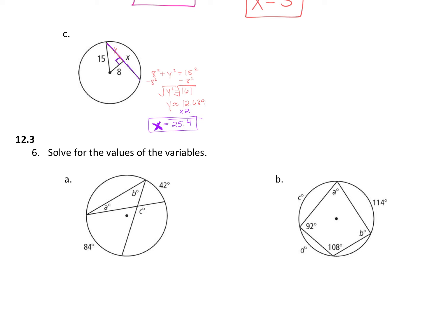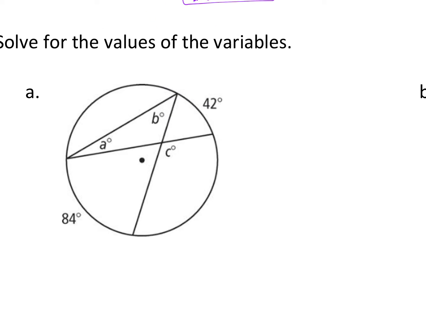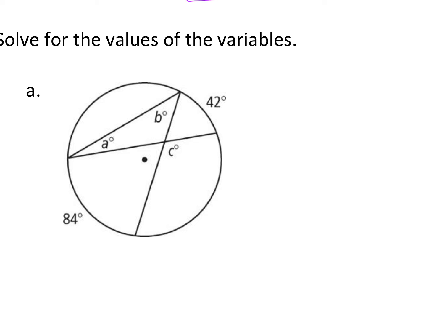Then 12.3. So this is what we did yesterday and today. How do you solve? Oh, this is so very much like one you just did on your homework, or you're going to do on your homework. How do you find A right now? It's half of 42. A opens here and here, so 42 is its intercepted arc. So A is half of 42. So A is going to be 21.